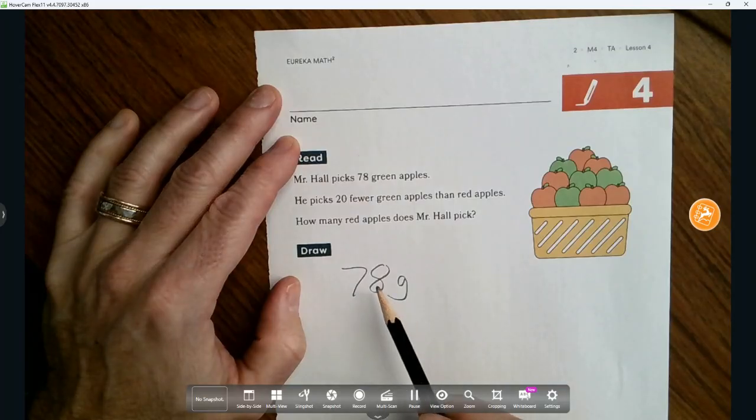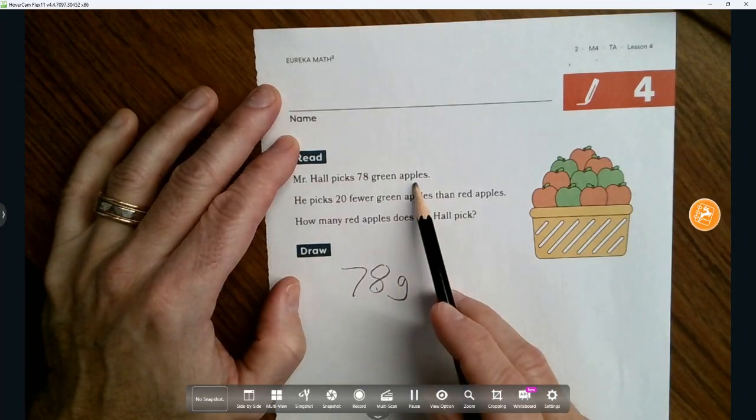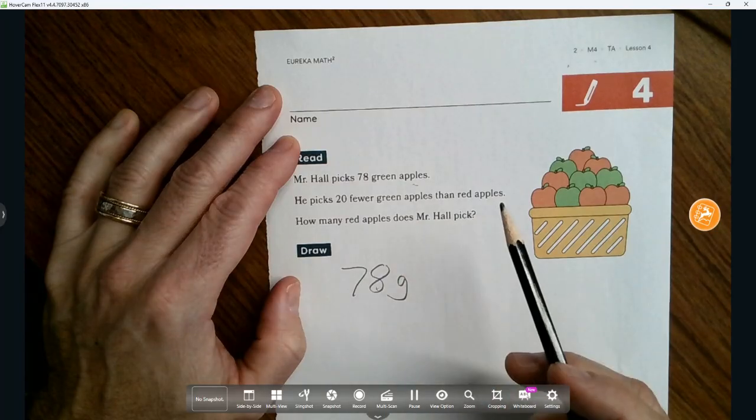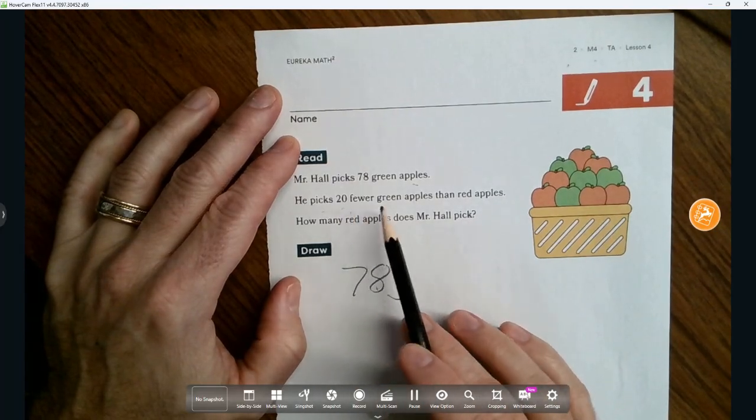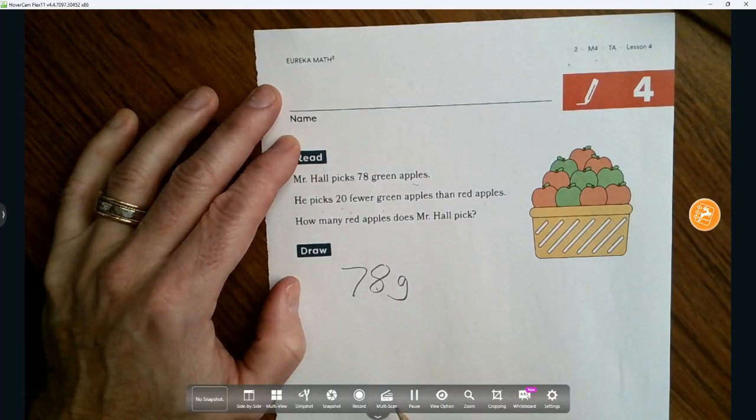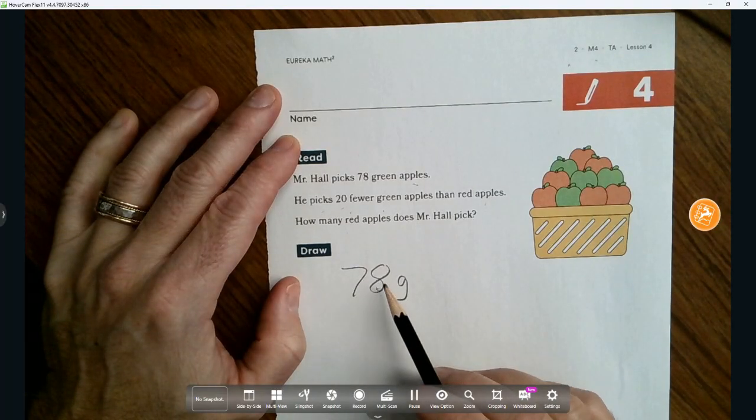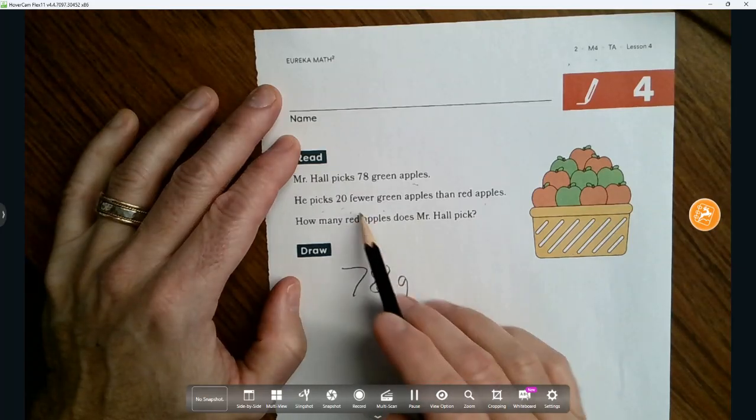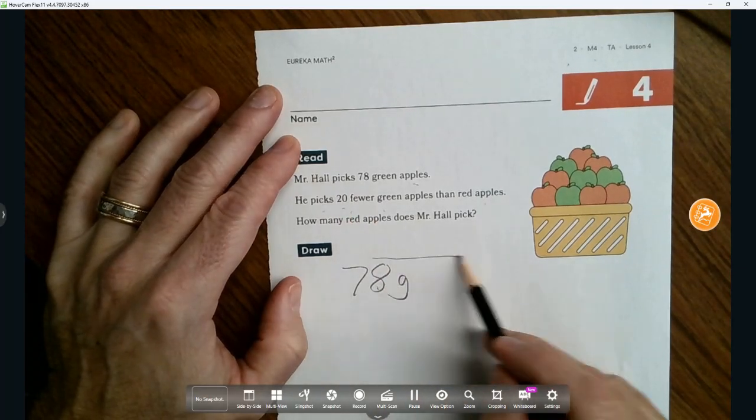So it's fewer green, and he picks 78 green. So that means that's fewer. That means the number's smaller. He picks 20 fewer green apples than red apples. So we need to make this number bigger, right? We need to make this number bigger by how many? Well, by 20. So let's just do this on top real quick.